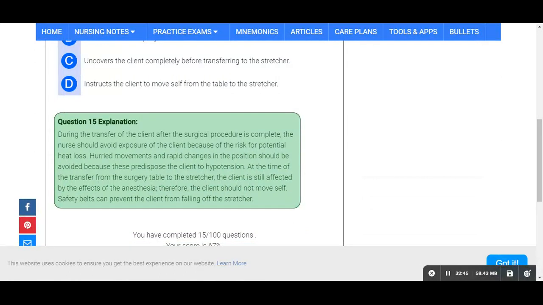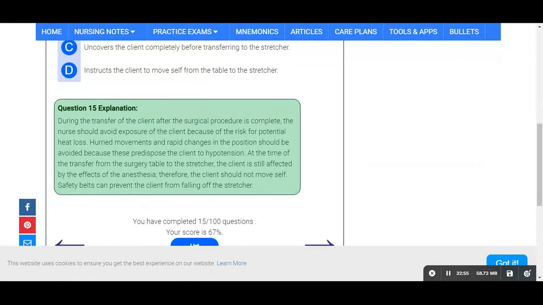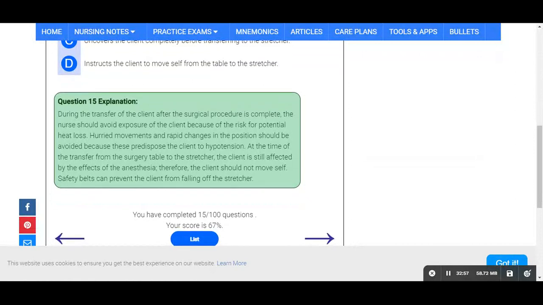During the transfer, after the surgical procedure is complete, the nurse should avoid exposure of the client because of the risk for potential heat loss. Hurried movements and rapid changes in position should be avoided because these predispose the client to hypotension. That is true.